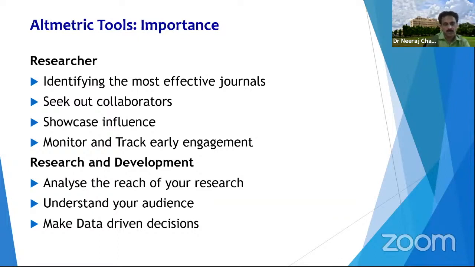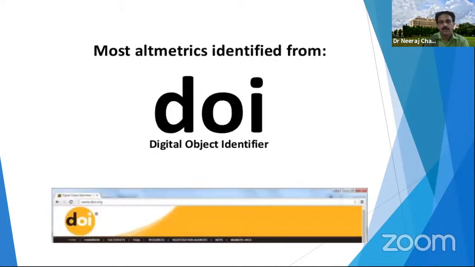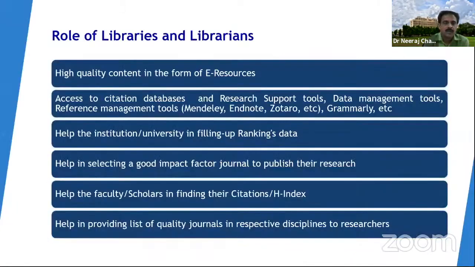For research and development, there are a number of benefits, like analyzing the reach of your research, at what level your research is reaching. That can be easily analyzed using these automatic tools. Understand your audience, make data-driven decisions. So these are some of the importance for the different stakeholders. So DOI is very important for identifying the altmetrics. Most altmetrics are identified from the DOI.